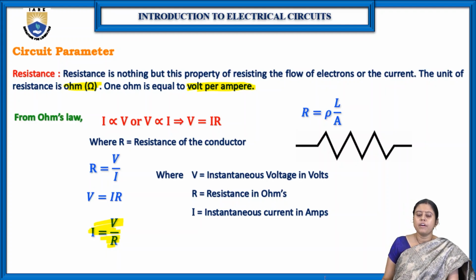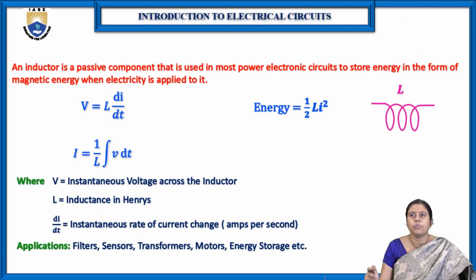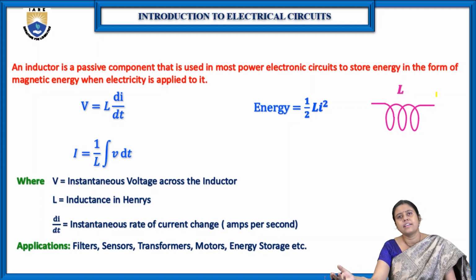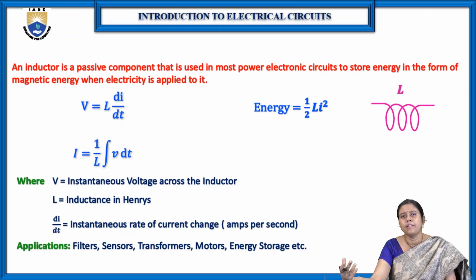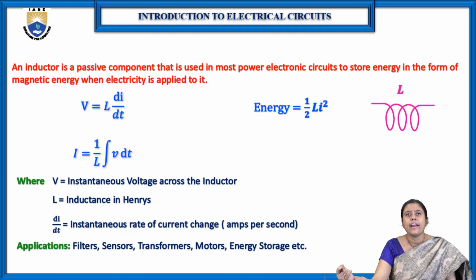Next we are moving to our next circuit parameter, which is known as an inductor. We generally draw an inductor like this. Examples of inductors are found inside a bulb, or inside any coil. An inductor is a passive component, as I told. Resistance, inductance, and capacitors are all passive components, and the inductor is a passive component used in most power electronic circuits to store energy.